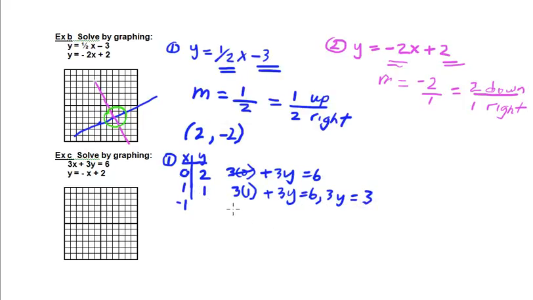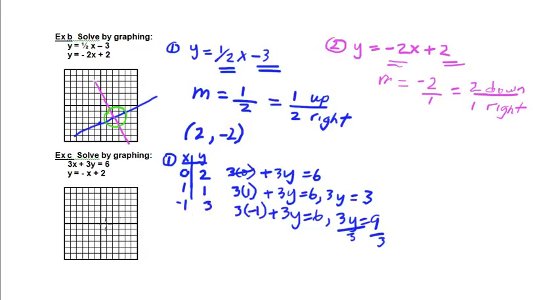And finally, for the last point, when I let x equal negative 1, I get 3 times negative 1 plus 3y is equal to 6. And this time, because 3 times negative 1 comes out negative, I'll add 3 to both sides, and I get that 3y is equal to a positive 9, and dividing out by 3, I get that y is equal to positive 3.